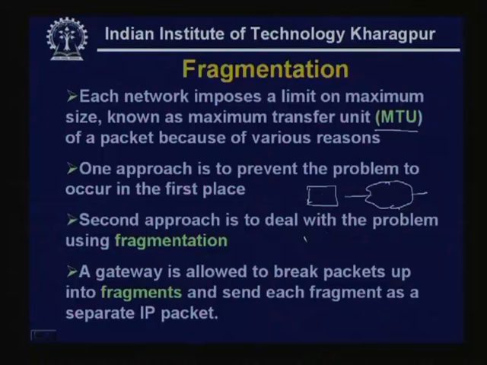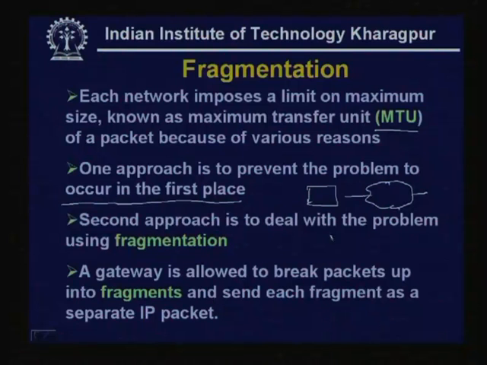There are two ways of handling it. One approach is to prevent the problem from occurring in the first place. That means the source takes care of that. The source is requested to send packets of the minimum size, so that it does not exceed the maximum size allowed by any network in the path from source to destination. This is one approach, which you may call prevention.